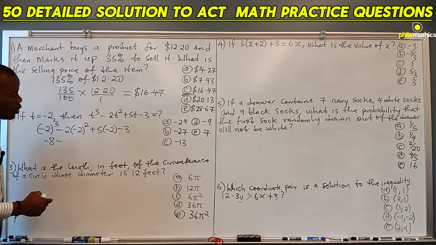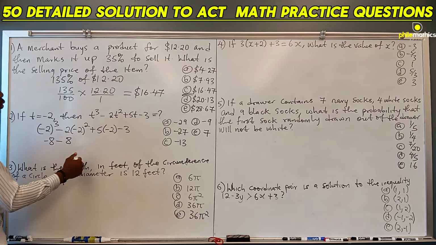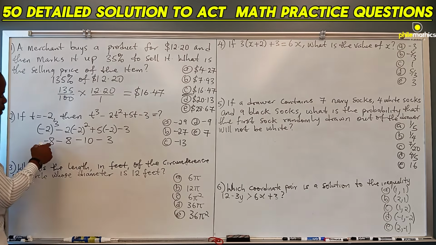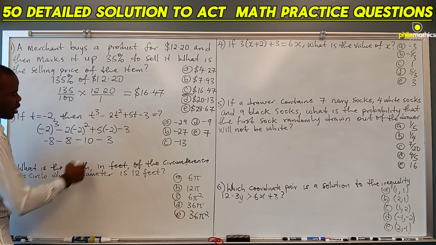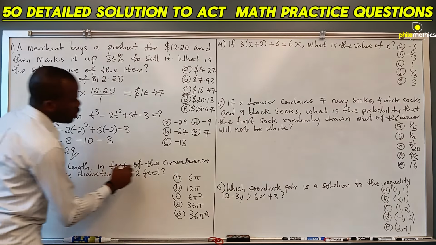So this is minus 8. Minus 2 squared is 4. 4 times 2 is 8. 5 times minus 2 is minus 10. And minus 3. Minus 8 minus 8 is minus 16. Minus 10 is minus 26. Minus 3 is minus 29, which is A.